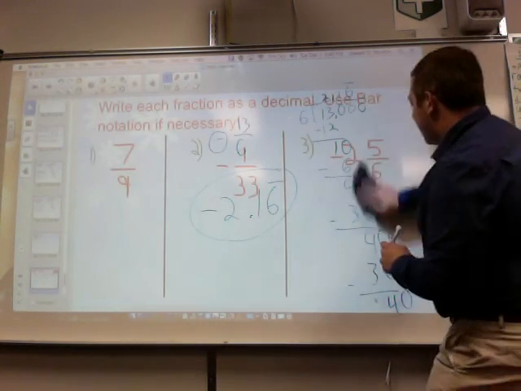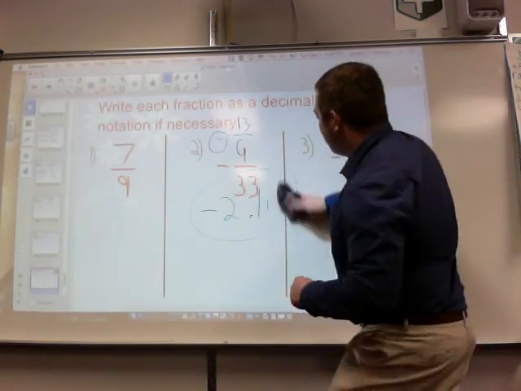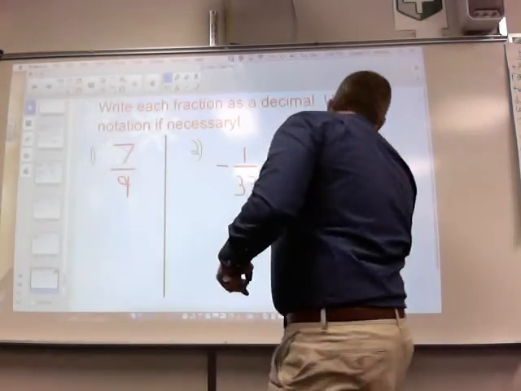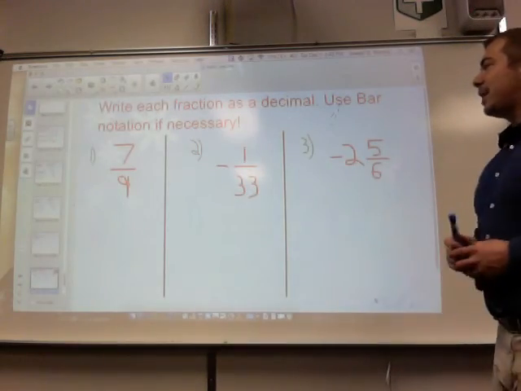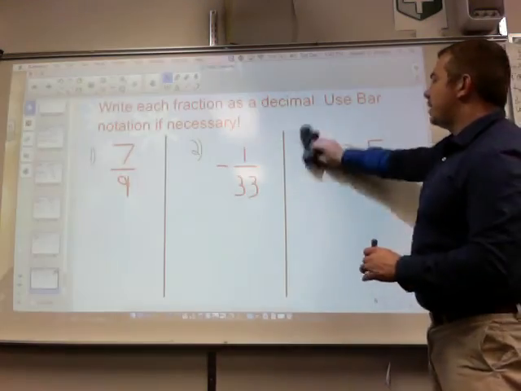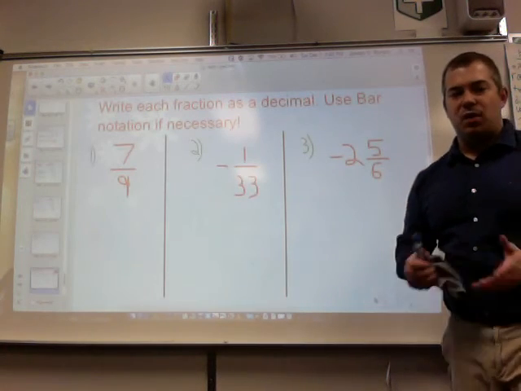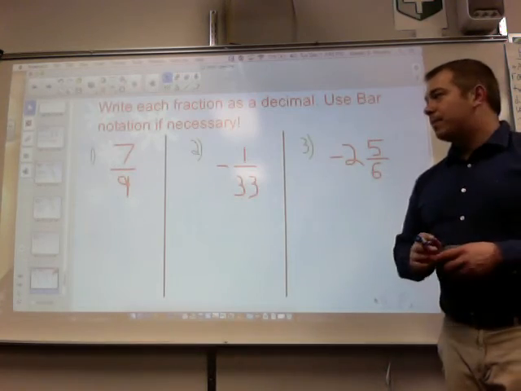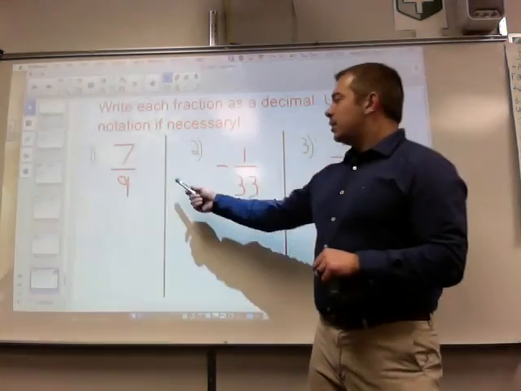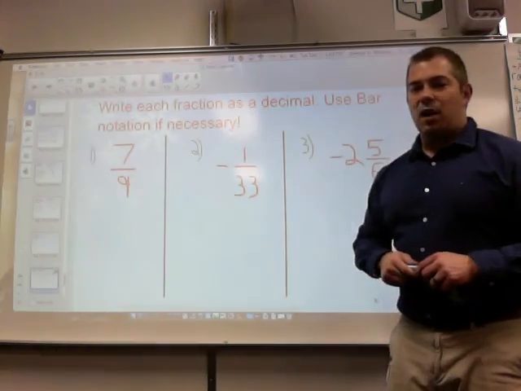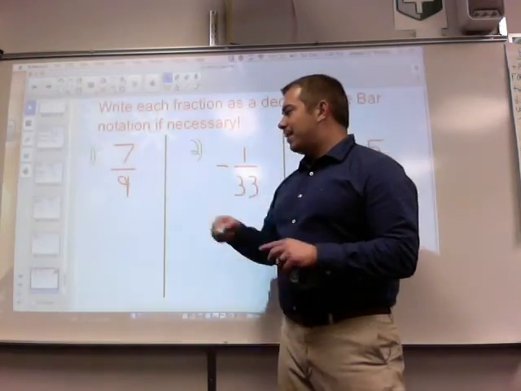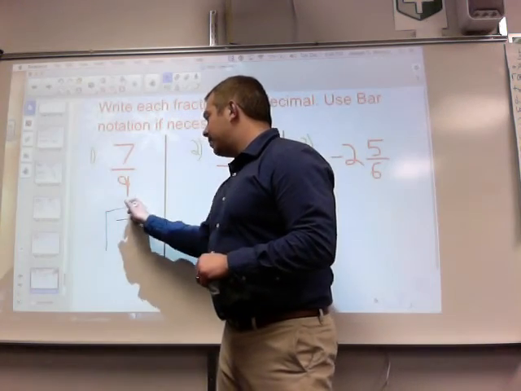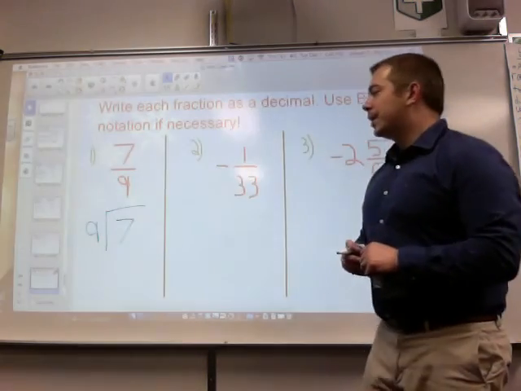All right, you guys have some work to do. Let me erase all this hubbub up here. You have 3 problems. You have to turn each fraction into a decimal. Use bar notation if necessary. So if it repeats itself, don't sit there all night writing the same numbers over and again. Put a bar on top of it, and it'll repeat. That's your repeating sign. So you have 7 over 9. Think of it as the Hartwell method. 7 divided by 9. I'll even start you on this first one.